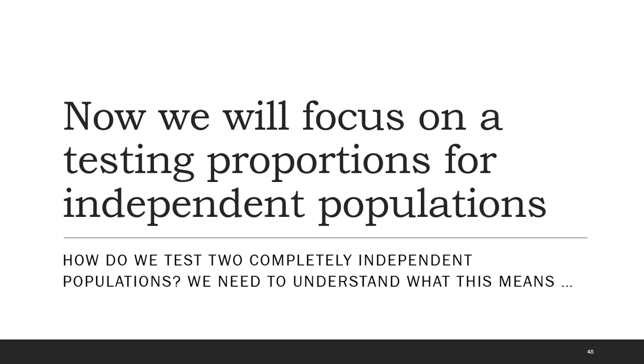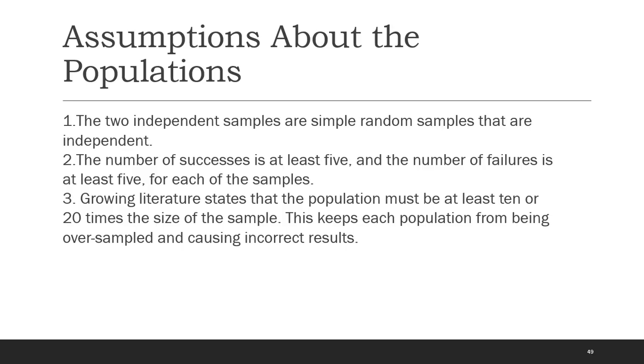Well, we have to, of course, understand there are some assumptions, as there always are about populations. So with populations, we assume there are two independent samples and that they are simple random samples and that they are independent from each other. The number of successes needs to be at least 5, and the number of failures needs to be at least 5. And growing literature states that the population must be at least 10 or 20 times the size of the sample. This keeps the population from being oversampled or causing incorrect results. This is something you're very unlikely to have to worry about in a statistics class, but if you become a researcher, it's something that you'd have to worry about.